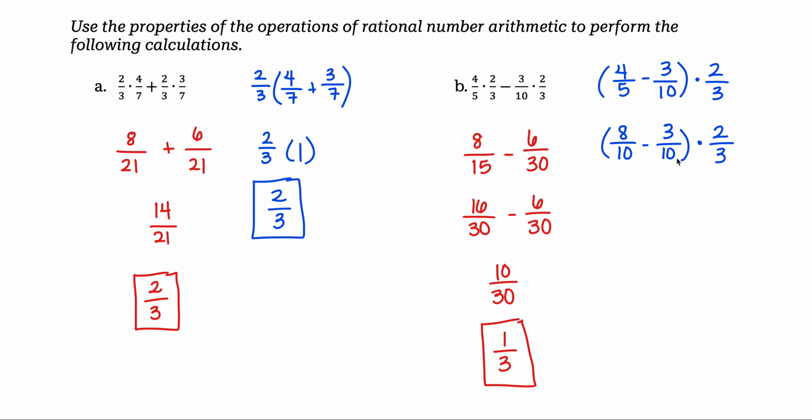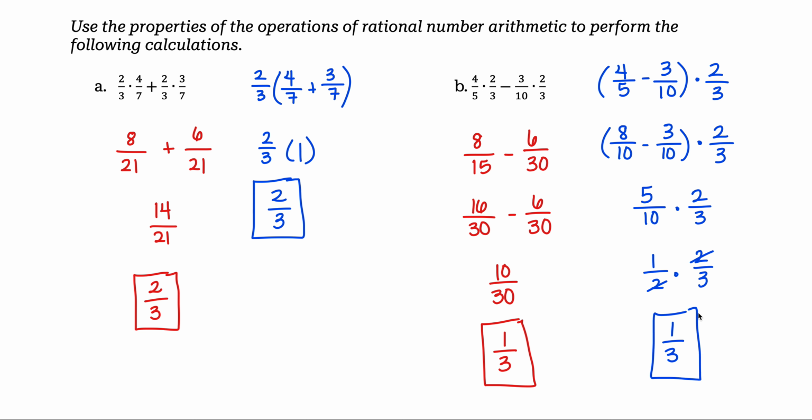8/10 minus 3/10 is 5/10. And 5/10 is the same thing as 1/2. So I have 1/2 times 2/3. So you can either multiply and get 2/6 and then reduce 2/6 down to 1/3, or, and I imagine most people would do this, you could cancel these 2's and there's your 1/3 again.